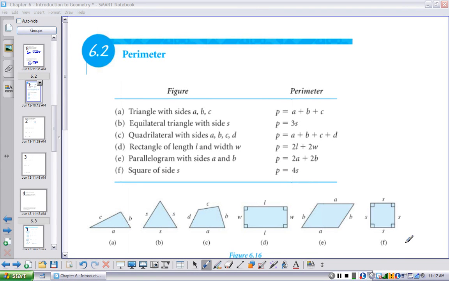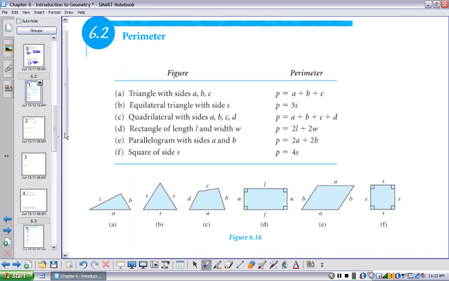All right, in 6.2, we're going to be looking at perimeter. Basically, the perimeter is the distance around a plane figure. So we have some common figures, a triangle, part A here. We have sides A, B, and C. The perimeter is just A plus B plus C. An equilateral triangle, where all the sides are the same, the perimeter is 3 times S.